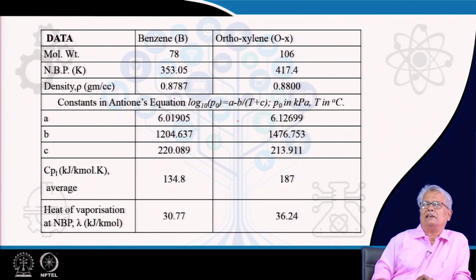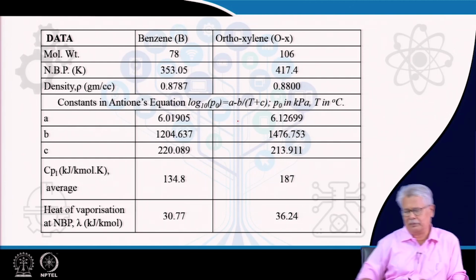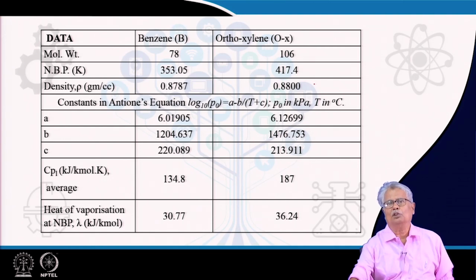The specific heat of the liquid phase at an average value, in kilojoule per kilomole Kelvin, the values are 134.8 and 187, and the heat of vaporization at normal boiling point is also noted as 30.77 and 36.24 kilojoule per kilomole. We are going to use all of this data as we proceed.